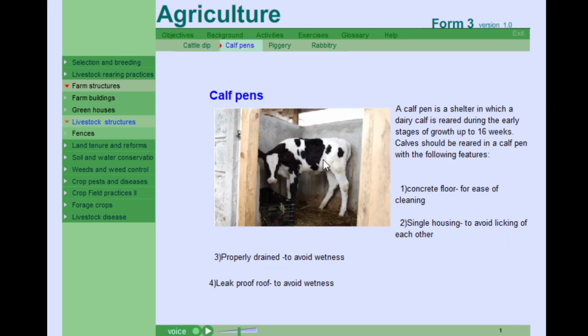Calf pens. A calf pen is a shelter in which a dairy calf is reared during the early stages of growth up to 16 weeks. Calves should be reared in a calf pen with the following features: concrete floor for ease of cleaning, single housing to avoid licking of each other, properly drained to avoid wetness, leak-proof roof to avoid wetness.